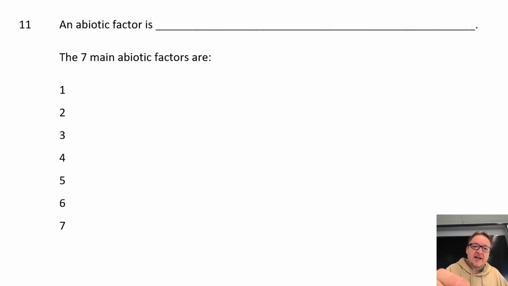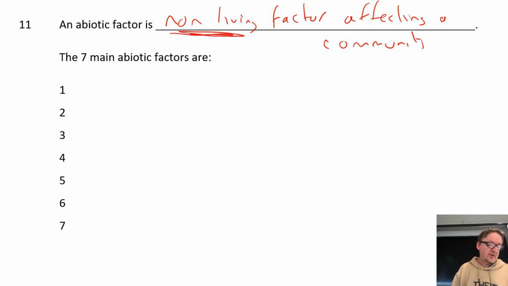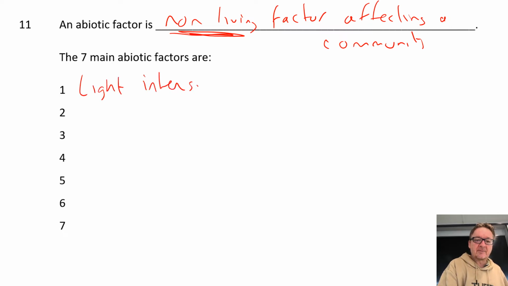Right, abiotic factors. An abiotic factor is a non-living factor affecting a community. Okay, now the biggest key to this is non-living, right? Now, there's quite a few that you can have, right? I'm going to write down 7. 7 main abiotic factors are light intensity. Okay, just use the right words. Don't write down the amount of light, write down light intensity.